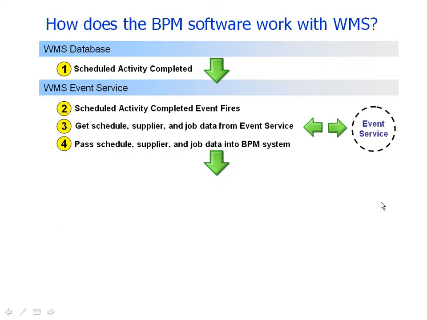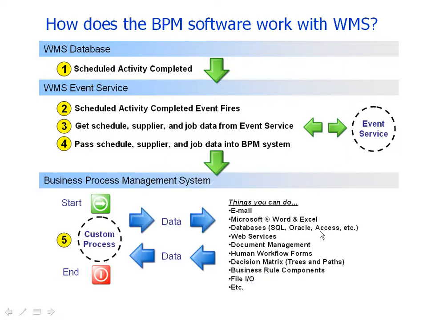Data such as the job information, the supplier who completed the activity, and the schedule itself is available for use by a process. It can be emailed, it can go to a different database, it can go into a report. The data can virtually go anywhere. Now we will look at the actual process, starting with the event happening in WMS.